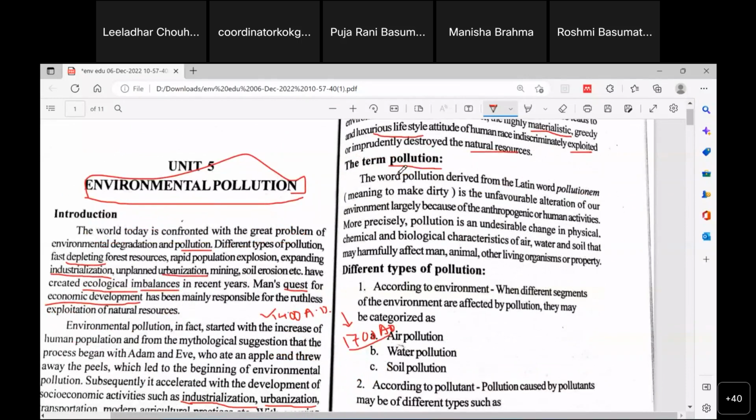So first of all, what is pollution? Let us go to the main definition. Pollution comes from the Latin word pollutionem, meaning to make dirty. You remember in the exam they will ask you questions: what is the term pollution? From where does it come? It is a 1 mark short question. So remember this line I am showing in underline. Pollution is coming from this particular Latin word.